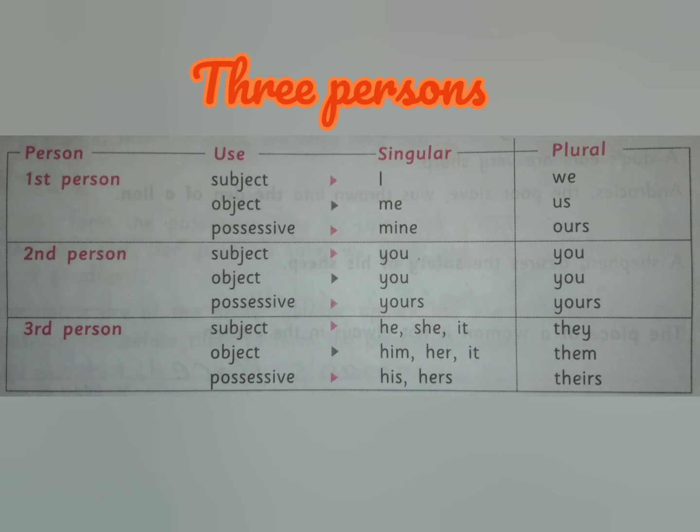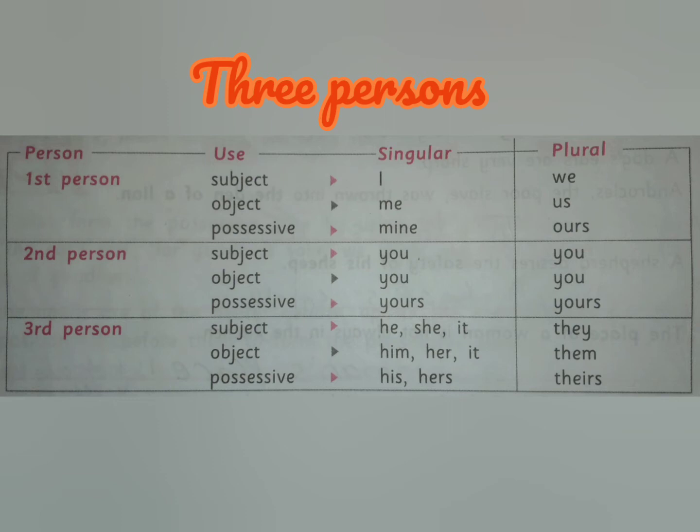Now the second person. In the subjective case, the second person singular is you and the plural is also you. And in the objective case also, the second person singular is you and the plural is also you. And in the possessive case, the second person singular is yours and the plural is also yours.